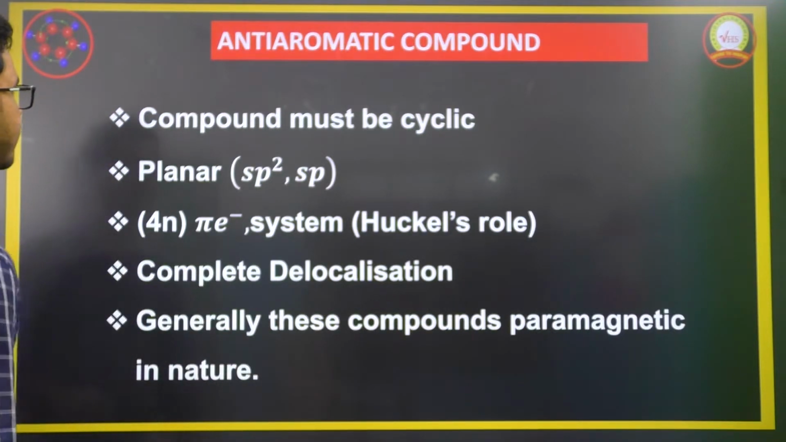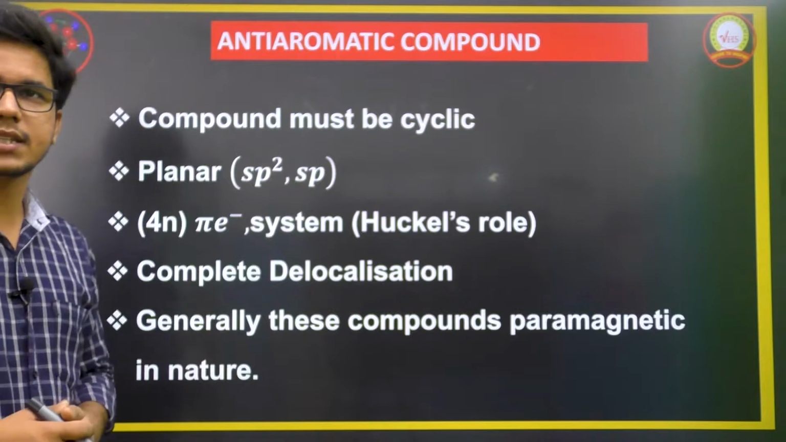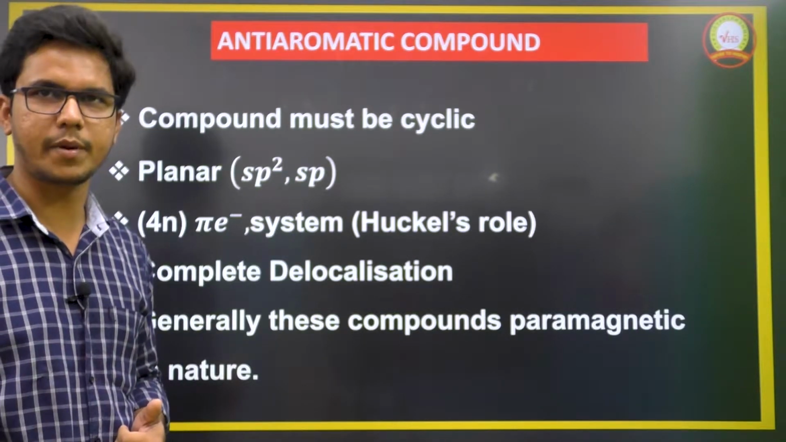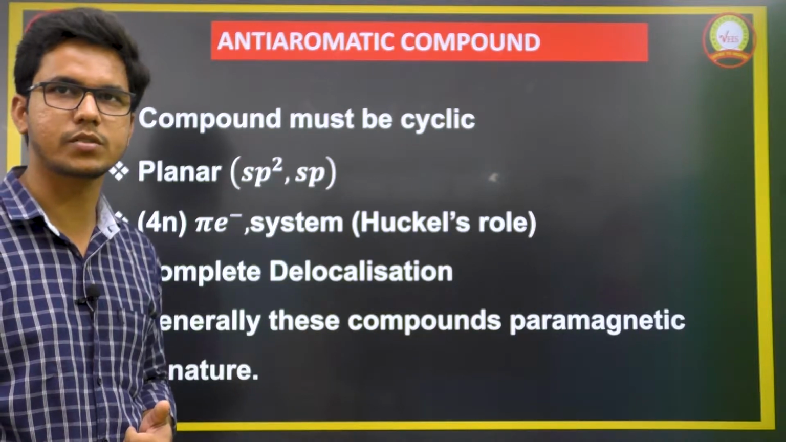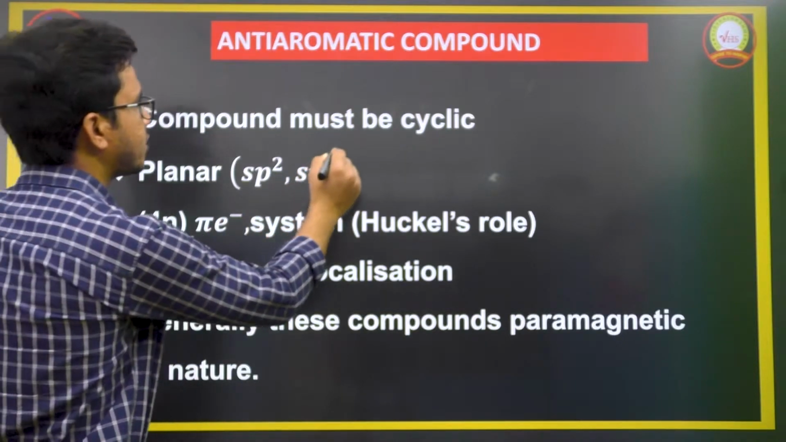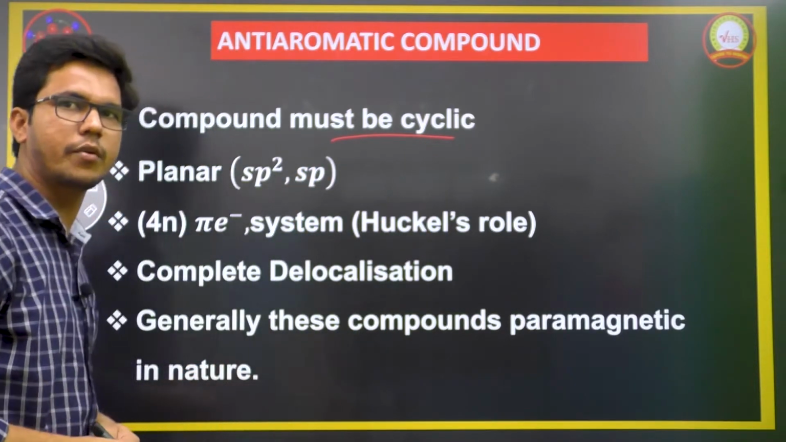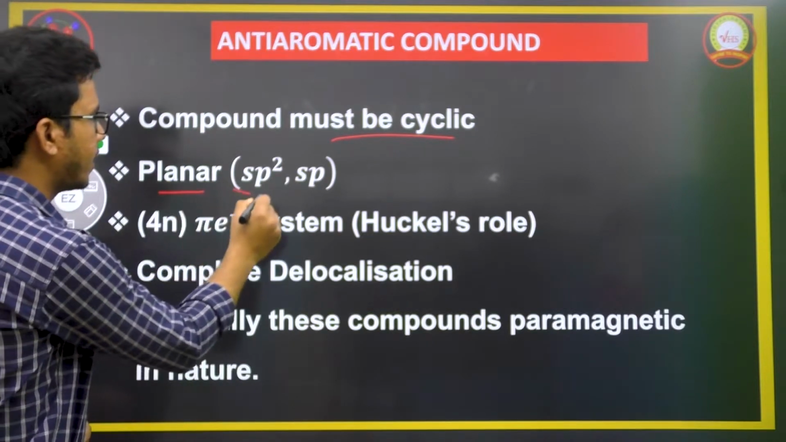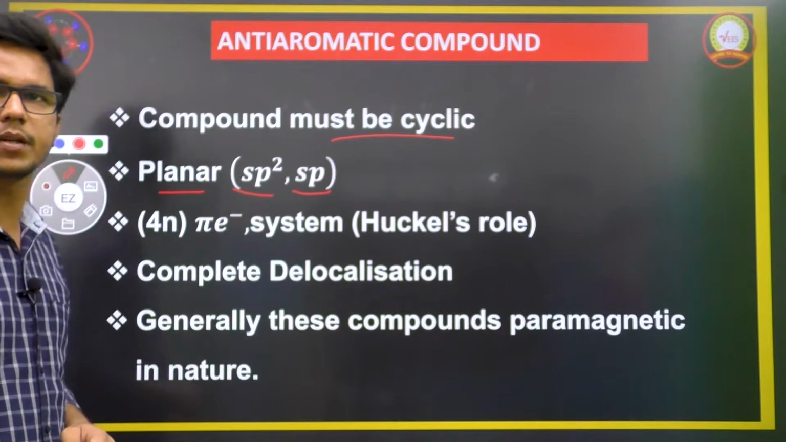Now let us see what anti-aromatic compounds are. The same conditions which we discussed for aromatic will be there in anti-aromatic systems also. The first condition is that the compound must be cyclic, as in the case of aromatic. It should be planar. Planar means it should have sp2 or sp hybridized carbons.